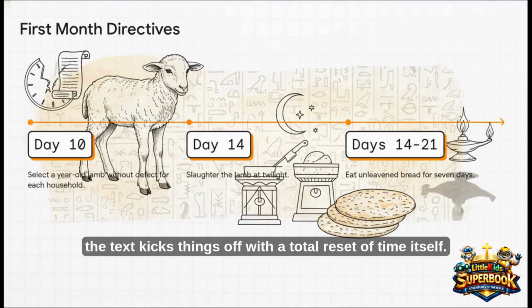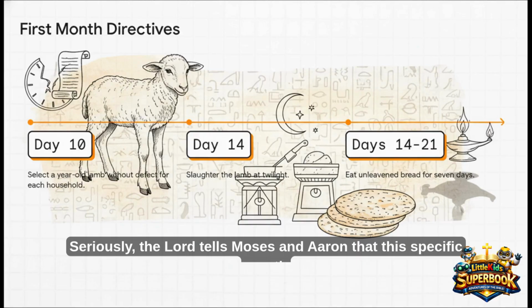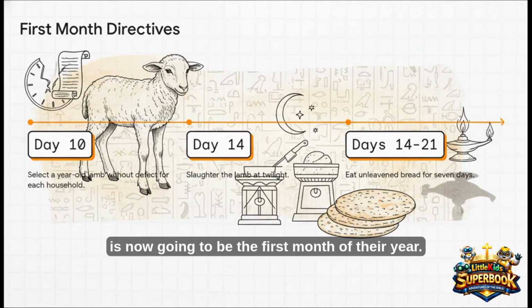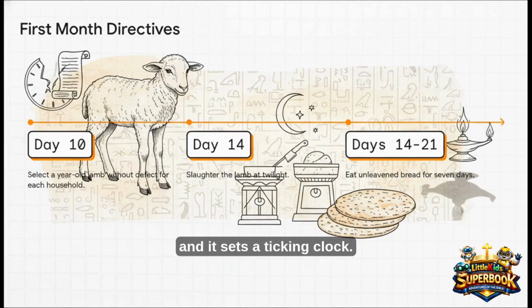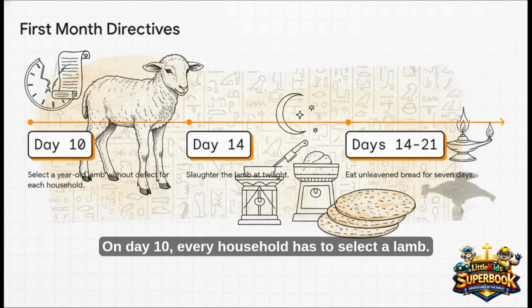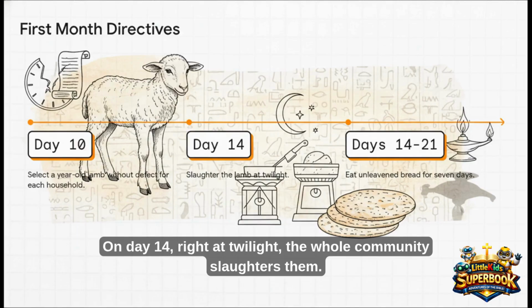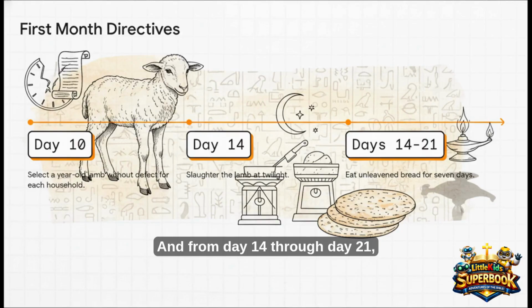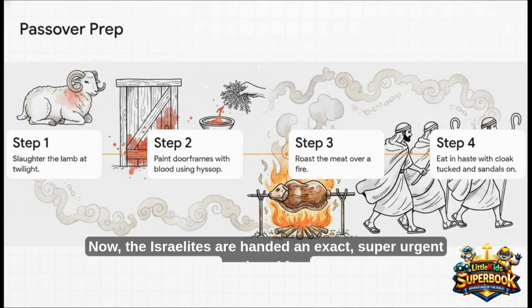The text kicks things off with a total reset of time itself. Seriously, the Lord tells Moses and Aaron that this specific month is now going to be the first month of their year. It's a brand new calendar for a brand new era, and it sets a ticking clock. On day 10, every household has to select a lamb. On day 14, right at twilight, the whole community slaughters them. And from day 14 through day 21, a strict diet of unleavened bread begins. The countdown to midnight is officially on. Now, the Israelites are handed an exact, super urgent action plan.